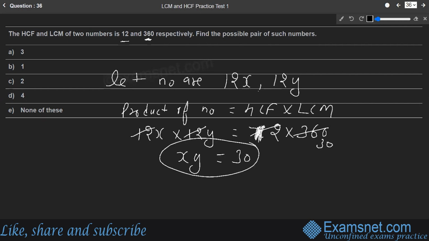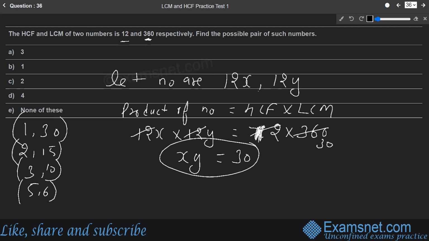Now we have to find such possible pairs which are making xy as 30. Let us begin with 1. We can have 1 and 30 as x and y, which will make the product 30. We can have 2 and 15, 3 and 10, and also 5 and 6, which will make the product 30. So these are the possible pairs. How many such pairs have come? There are 4 such pairs. So the right answer is option number D, 4.